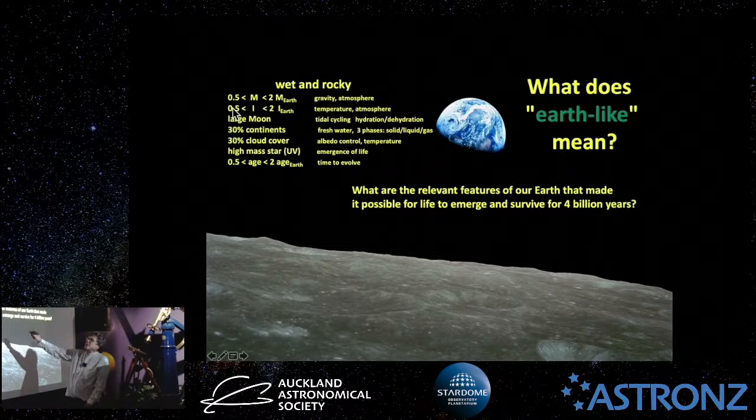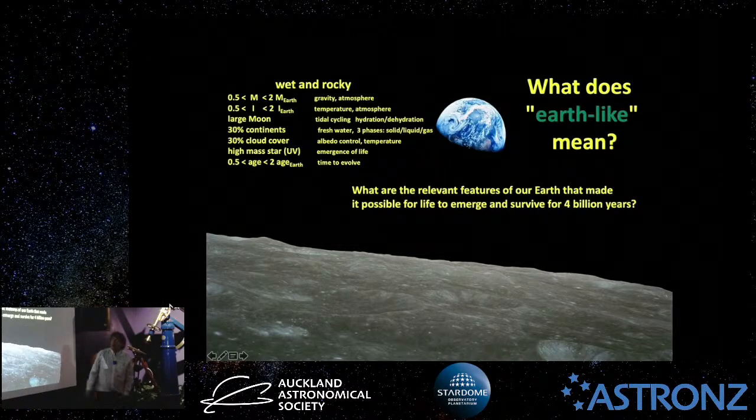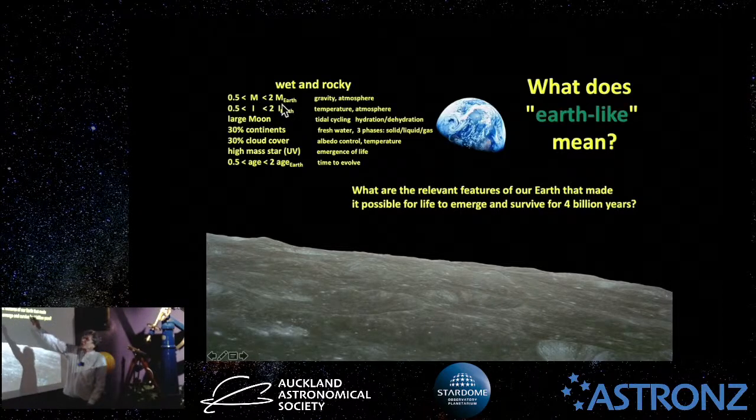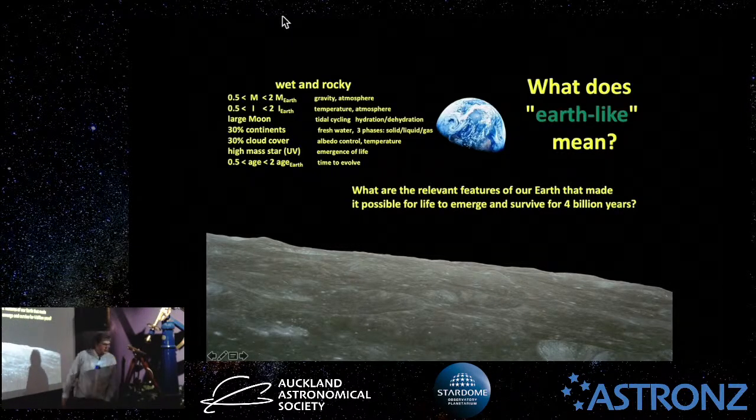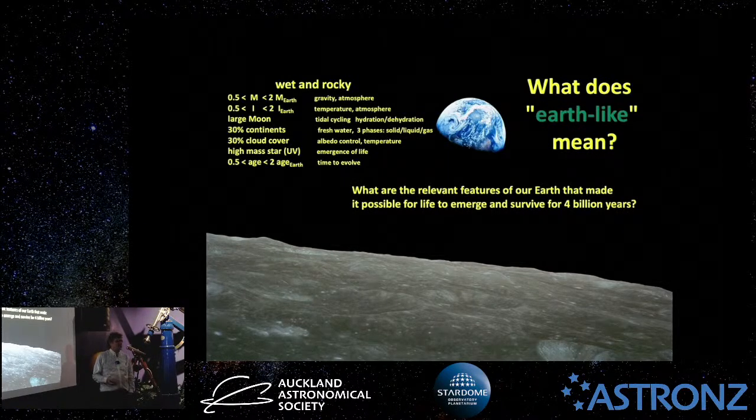When we talk about wet and rocky, Earth-like, we often talk about half the mass of the Earth to about twice the mass of the Earth. We do that because we want the gravity to be strong enough to hold on to an atmosphere. If you're less than this, it's harder to hold on to an atmosphere. And if you're more than this, you start to hold on to so much atmosphere that you hold on to hydrogen and helium and you turn into a Uranus or a Neptune. So you want a wet, rocky one with an atmosphere that's not so thick that it holds on to the hydrogen and helium.